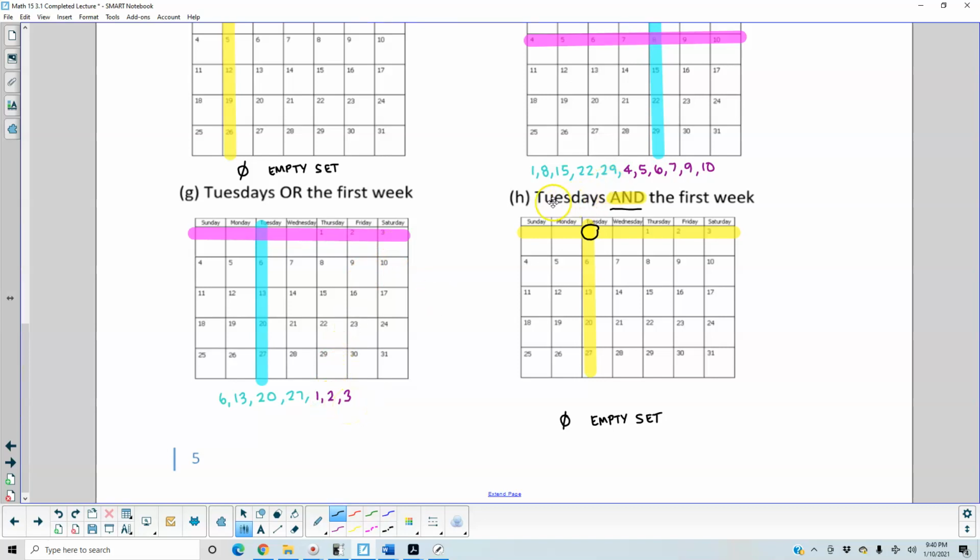And for part H, Tuesdays and the first week. So we're going to go ahead and draw a line through Tuesday and also a line through the first week. Now, because it's and, it's where they're intersecting. And where they intersect, there's no number there for that particular month. So that is the empty set.